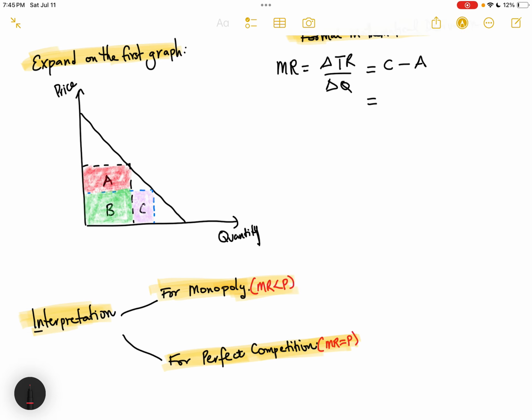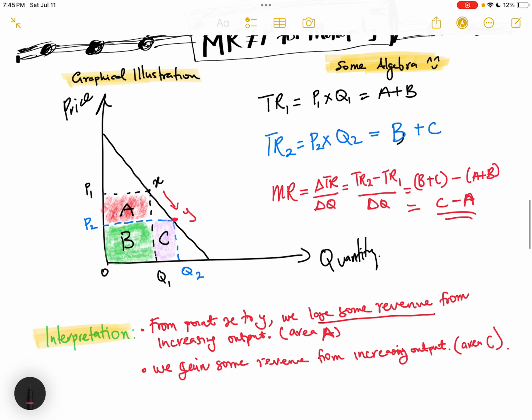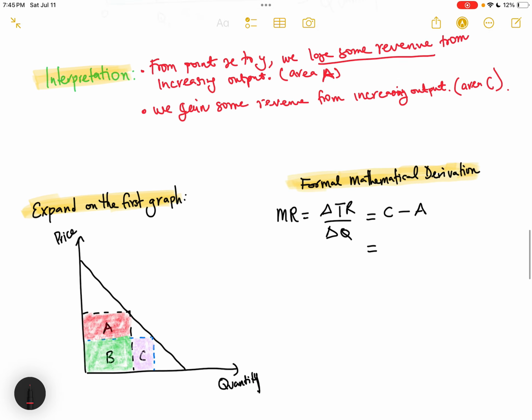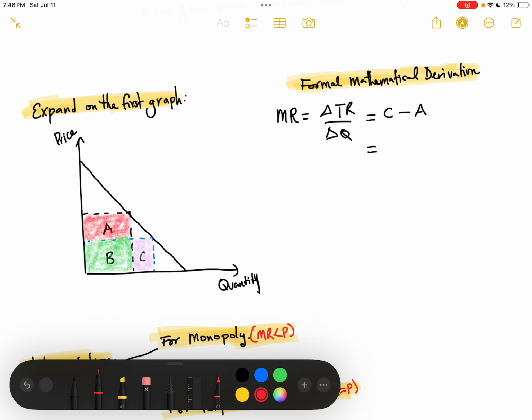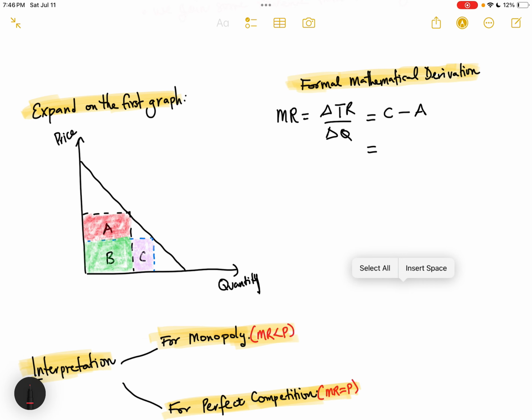Let's expand on this first graph. Which first graph? The first graph we drew up here, right? We are going to expand on it. If you notice, I have a similar graph, but we are going to change names along the price axis and along the quantity axis to help us do a formal derivation of marginal revenue. So how about I call that with change in price.